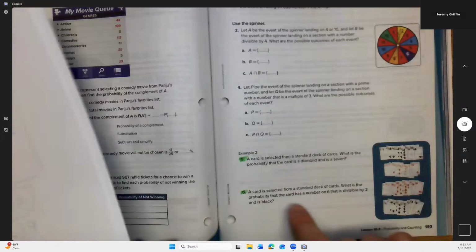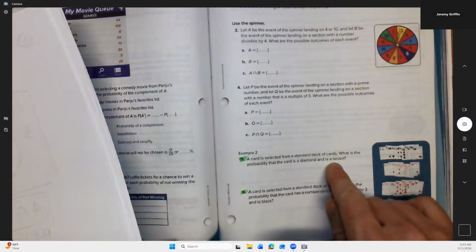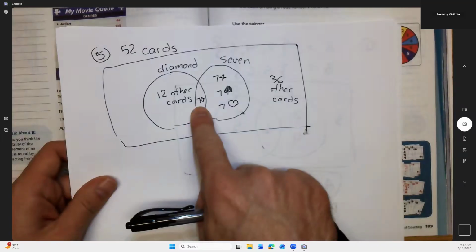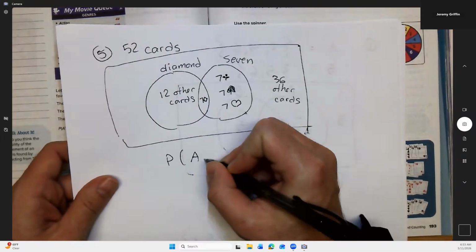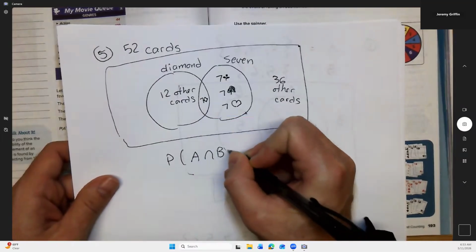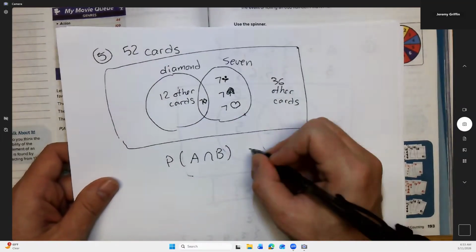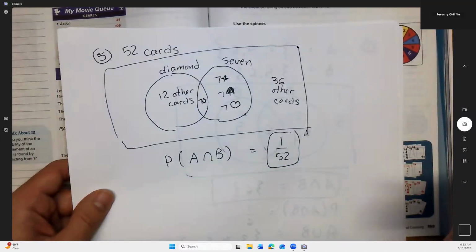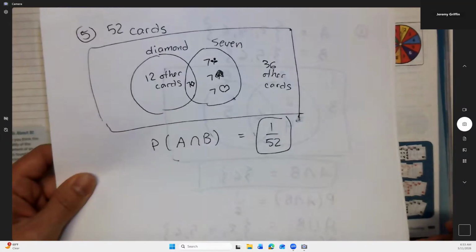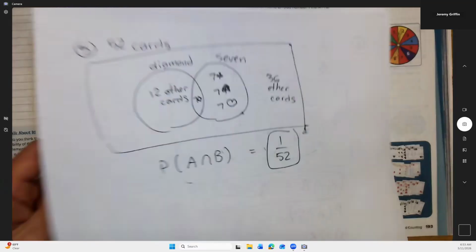And what are they asking for? The probability that the card is a diamond and a seven. Well, there's only one possibility right there. So the probability of A intersection B, diamond and also seven, is 1 out of 52. Look at that. There's only one card out of 52.